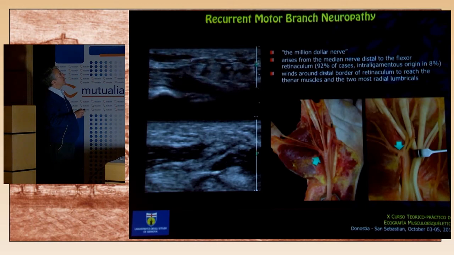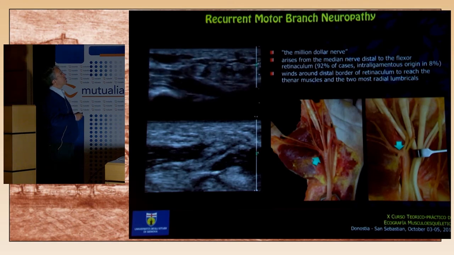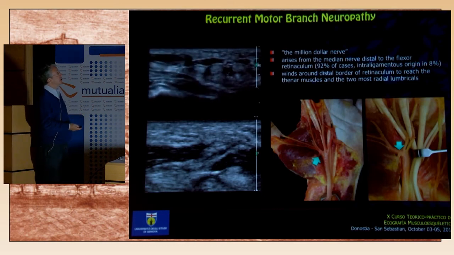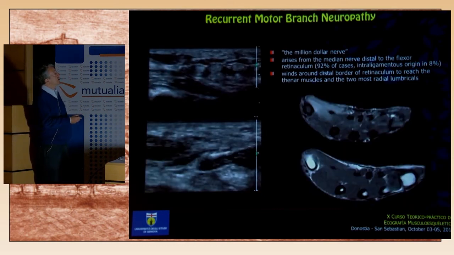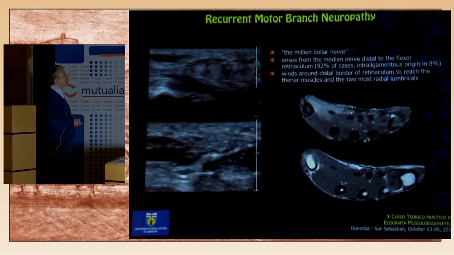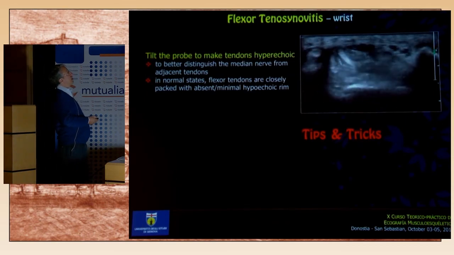There is a vertical part and then a horizontal part of this branch. In general, the vertical part is thickened as a result of impingement against the distal edge of the retinaculum, and you can have this kind of pictures with denervation signs in the muscle. This can also be seen on ultrasound.